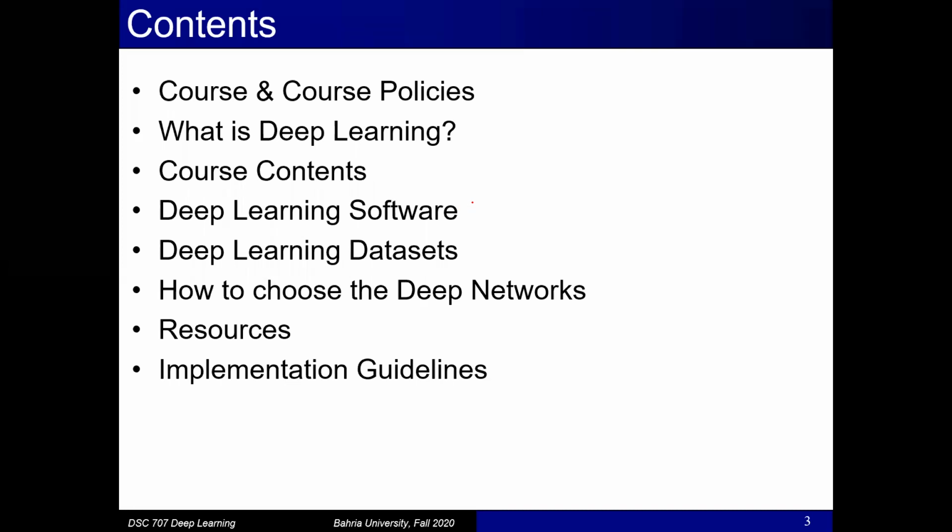Then we'll see deep learning data sets. What are the common data sets? What are the benchmark data sets on which you can test your algorithms? And then for a given problem, how do you choose a deep network? We'll discuss that. Then we'll see some resources, like what are the good journal papers, and what are the good journals and conferences from which you can borrow ideas if you want to do some research. And then I'll give you some implementation guidelines on how you can actually install deep learning software and come up with solutions which are based on deep learning.